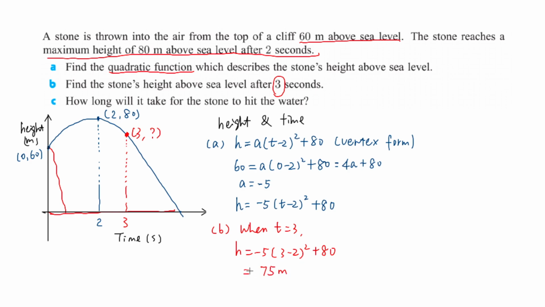So actually here we find the coordinate of this point would be (3, 75). And then the last question, how long will it take for the stone to hit the water? So from this graph, you will see here, hit the water means the height equals 0. And what's the time here?